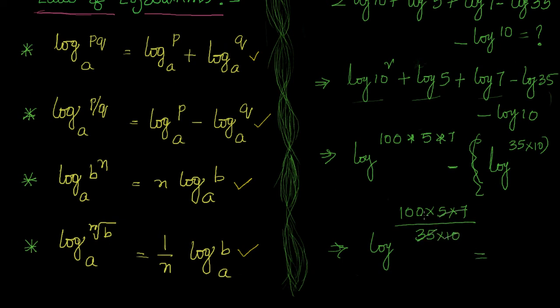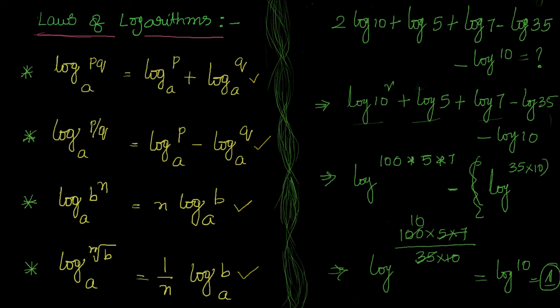35, 35, 10, 10 times. This is nothing but equal to logarithm of 10. That's nothing but equal to 1. That's how you simplify it. See here how we have done that. We have applied the laws.